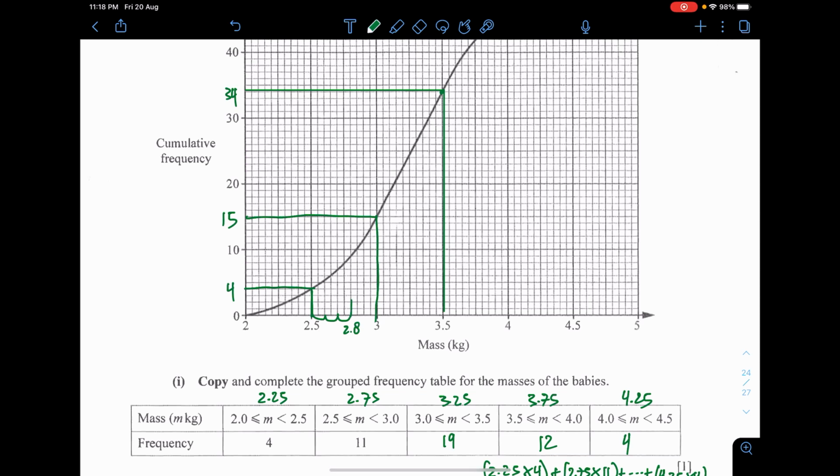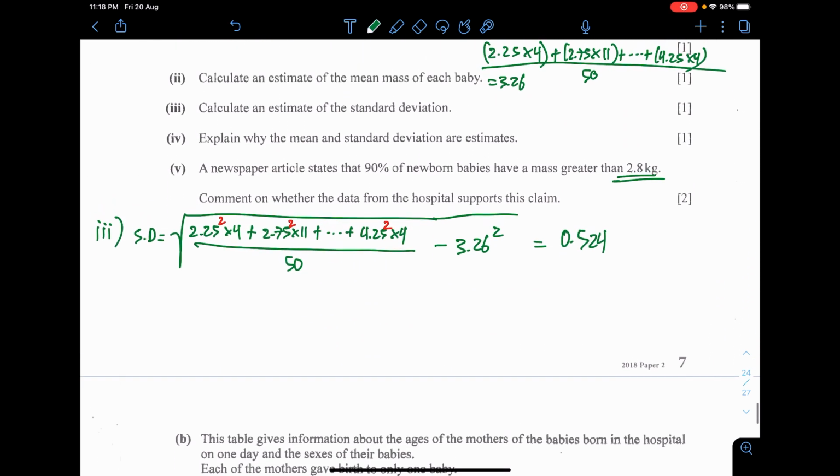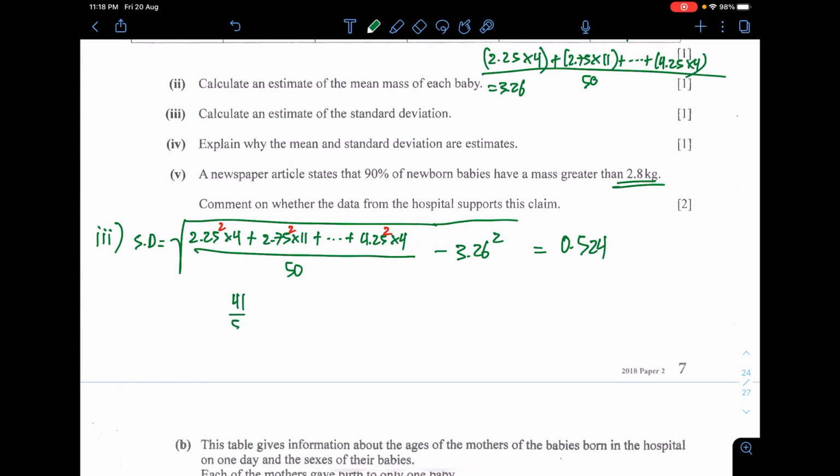Drag this and drag this. 9. So there are 9 babies who are lighter than 2.8 kg, and then there are 41 of them who are heavier than that. So in this data, we collected 41 out of 50 babies. Well, this doesn't reach 90% though. This is 0.82, or 82%. So no, the data doesn't support the claim.